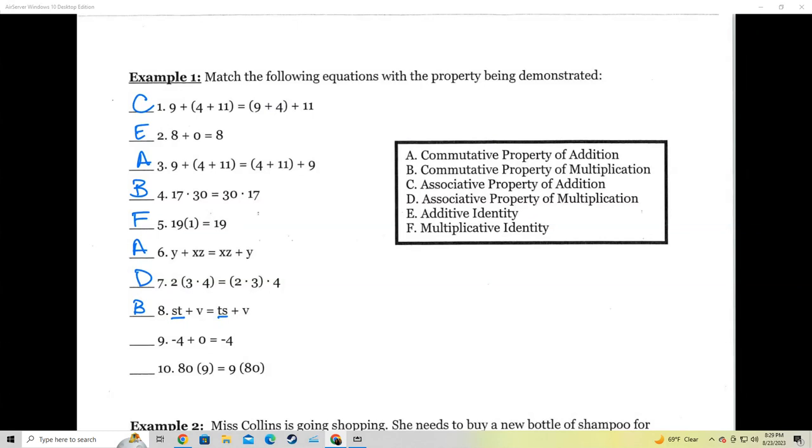Number 9, negative 4 plus 0 is equal to negative 4. It looks like the negative 4 stayed a negative 4, so that's an additive identity because you're adding. This is letter E. And then the last one, 80 times 9 is equal to 9 times 80. The numbers definitely switch, and we're multiplying. That's commutative property of multiplication, letter B.